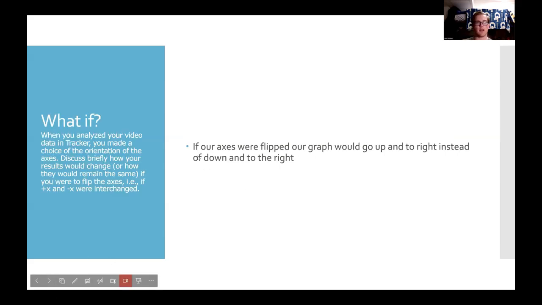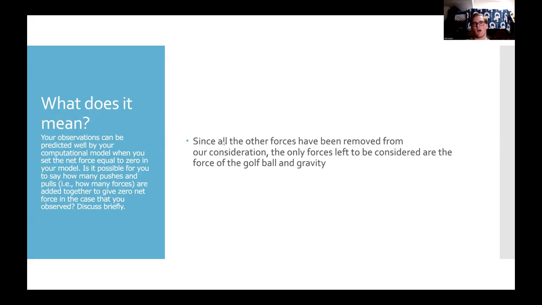A few of the questions here: what if we were to flip axes and x became negative? If our axes were flipped, our graph, which was going this direction, would switch to this. All other forces have been removed from our consideration. The only forces left to be considered are the force of the golf ball rolling on the table and gravity.